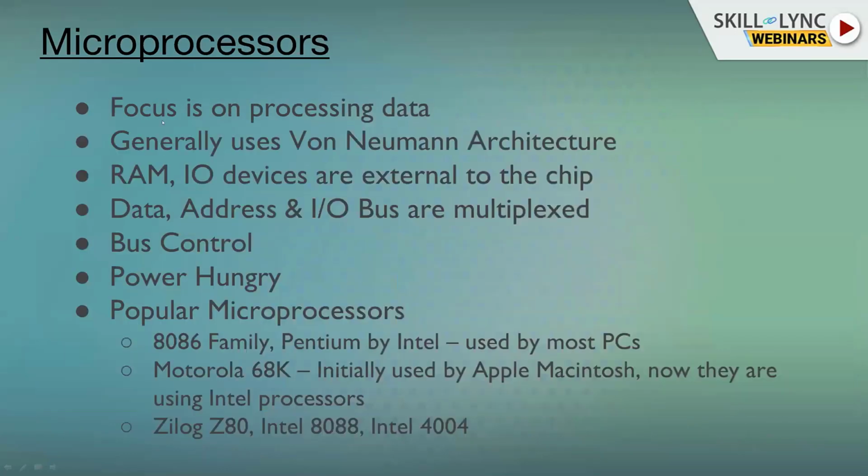So microprocessors, they are processors. Their focus is on processing data. They are not worried about how the data is coming to them, whether it is coming slowly or quickly. They need data, and they will have instructions meant for processing. So they are used for calculations. They are used mainly for performing large complex calculations.